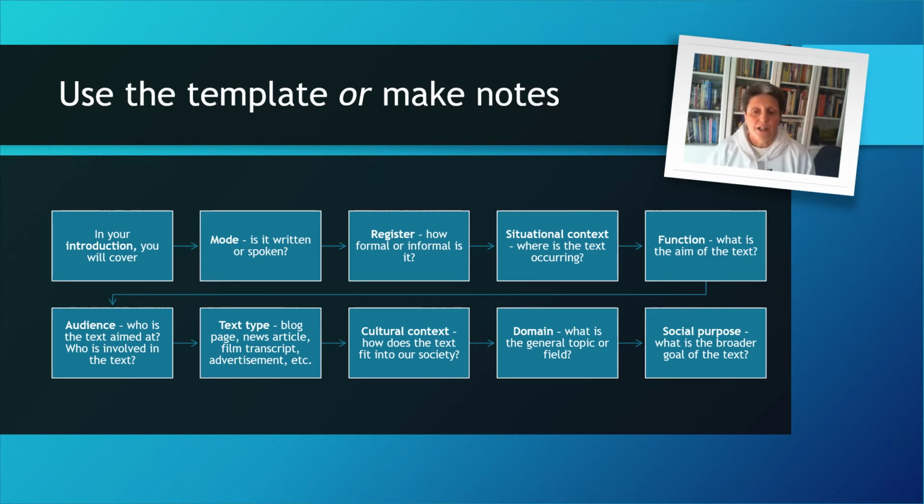Now the domain is the general field. What's a general field or topic? Where does this fit? And then social purpose. What is the broader goal of this text? And remember, the social purpose you choose must be from the study design. You can't just invent it. It must be from the study design.